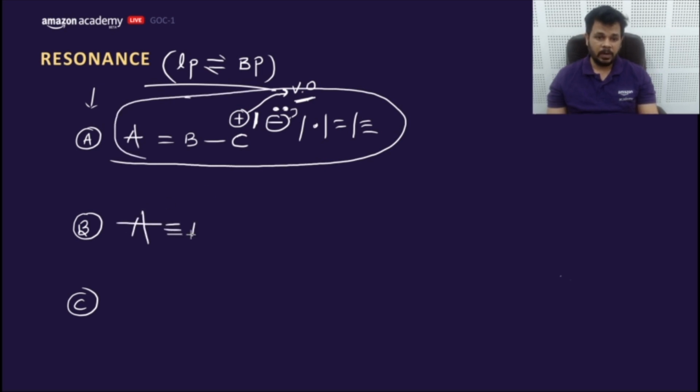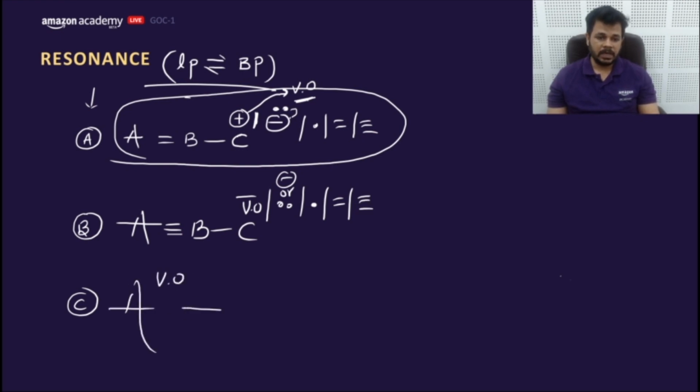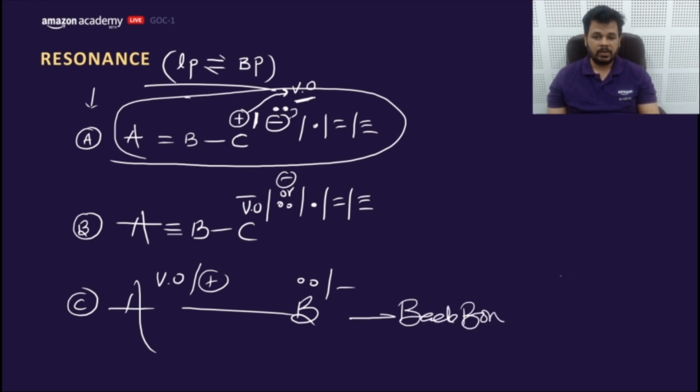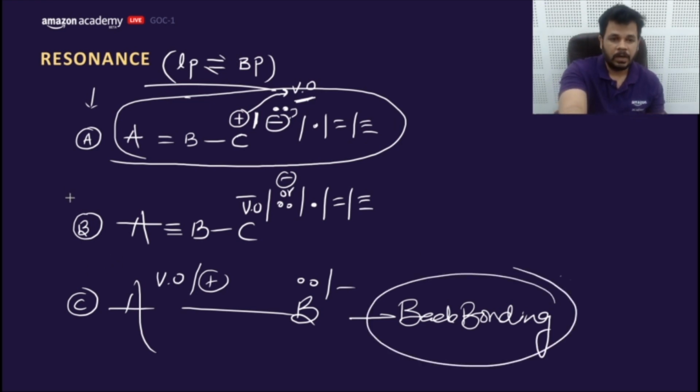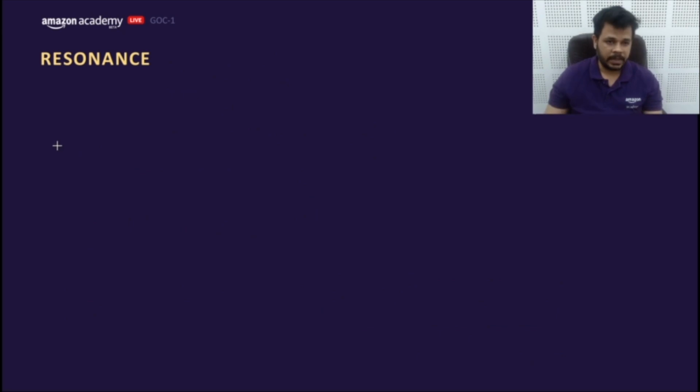Then A triple bond B, and C has a vacant orbital, meaning positive charge, or a lone pair, or negative charge, but negative charge means lone pair only, or a radical, double bond or triple bond. Lastly, A has a vacant orbital or positive charge, and B has a lone pair or negative charge. This condition of resonance is called what? Hyperconjugation-like bonding. These are three very important major conditions of resonance. If you find any one of them, it can show resonance.